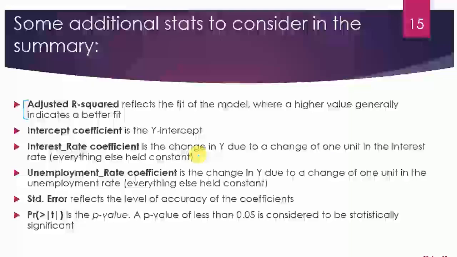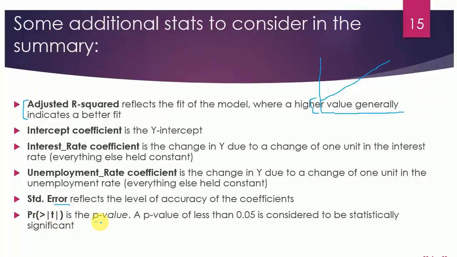Intercept coefficient is the y-intercept, that I have already discussed in the earlier classes. Interest rate coefficient is the change in y due to the change in 1 unit of interest rate. Similarly, unemployment rate coefficient is the change in y due to the change in 1 unit in the unemployment rate. And standard error reflects the level of accuracy of the coefficient.